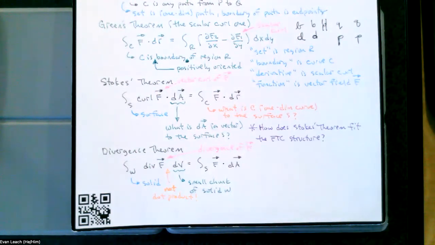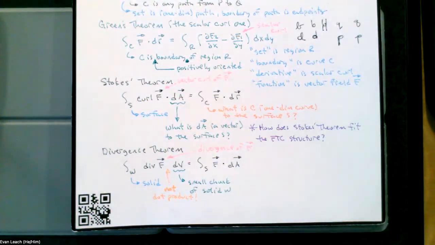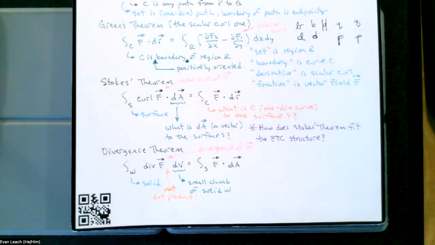So here's the third of our 3 fundamental theorems of calculus for vector calculus. This is the divergence theorem. I think it's got to be called the divergence theorem. Anyway, I'm going to say the divergence theorem. The divergence theorem is also one of our fundamental theorems of calculus. We have the integral over some solid W of the divergence of the vector field times dV.